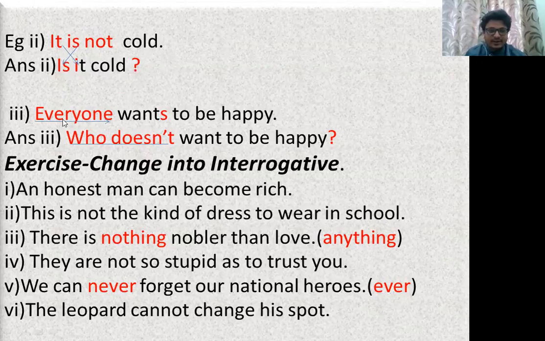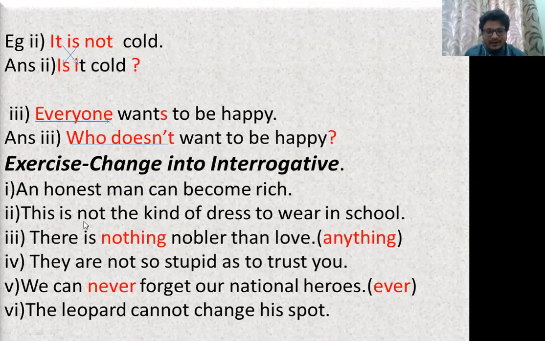Now the next sentence, everyone wants to be happy. Here, the sentence begins with everyone. So in interrogative, you have to bring who doesn't. Just remember it, who doesn't. So the answer will be who doesn't want to be happy? Because everybody wants to be happy.